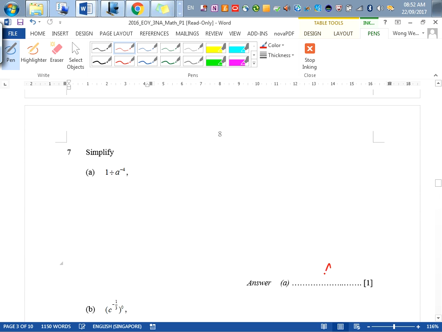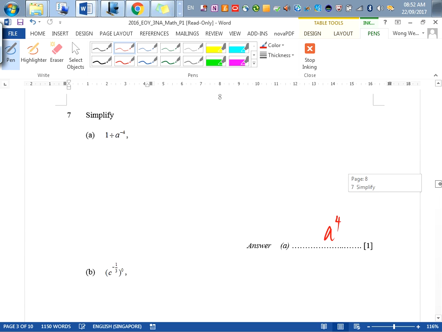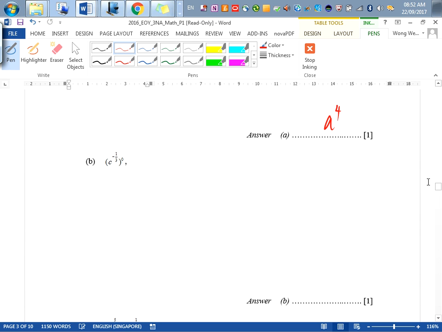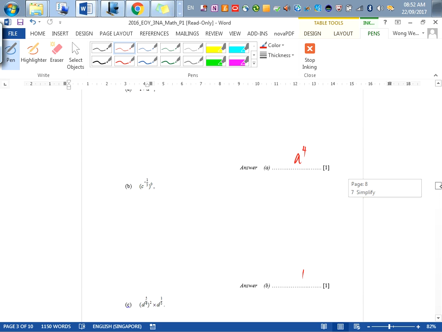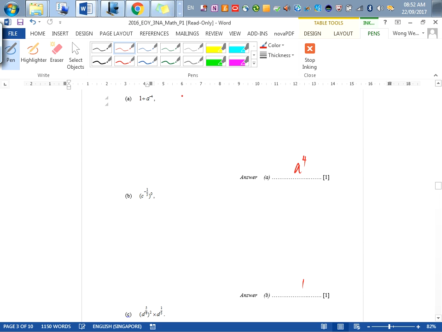7a, this is a power 4. 1, yep. Which one? This one? This one is going to be equal to 1 divided by a power negative 4, which is actually 1 over a power 4, right? Right, Roberto? Is this correct? Then 1 divided by, I change it to 1, multiplied by a power 4 over 1. We flip.